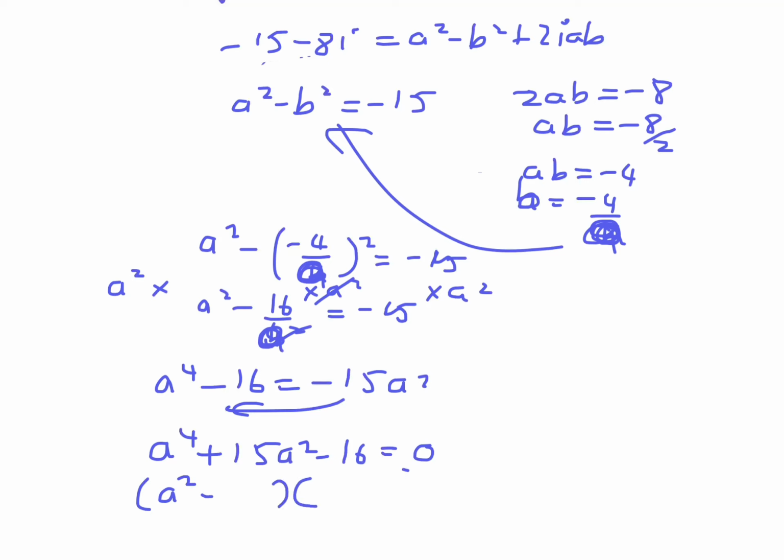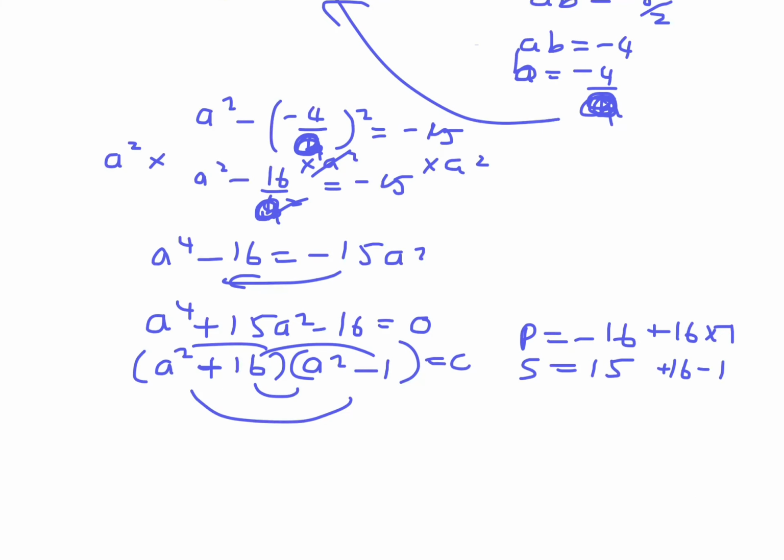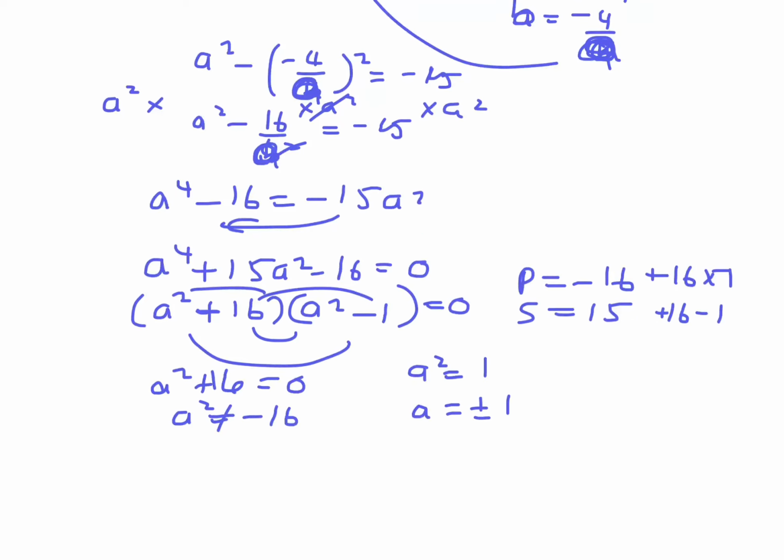Then you have to put an a squared and an a squared because you want to get an a to the 4. And the middle terms want to be a squared. So we want to get plus 15. So do plus 16 minus 1, because the product's minus 16, the sum is 15. So that would be 16 times 1. So plus 16 minus 1. Plus 16 minus 1 will give you the 15. Okay, so a squared plus 16 equals 0. a squared cannot equal minus 16 because it'll be unreal. a squared minus 1 equals 0, so a squared equals 1, so a is plus or minus 1.